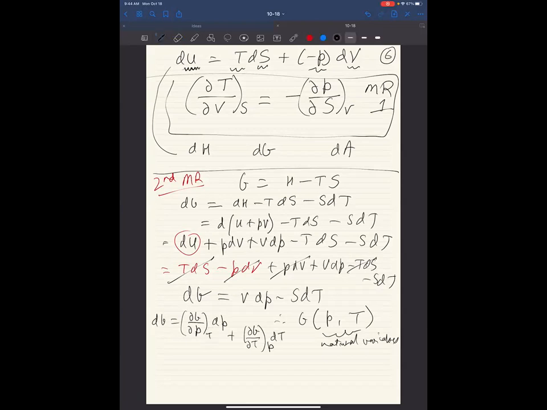dt, right? If G is a function of pressure and temperature, this will be true. What does it tell me? Therefore, this we should be able to equate, and this we should be able to equate, right? That's not a Maxwell relation, but that's another identity.